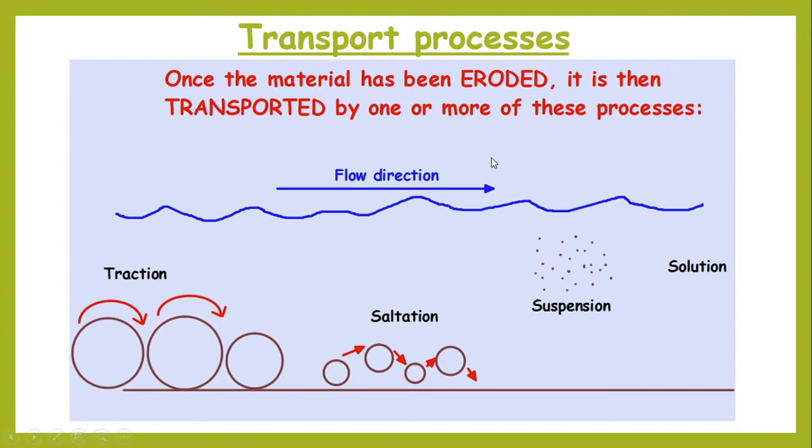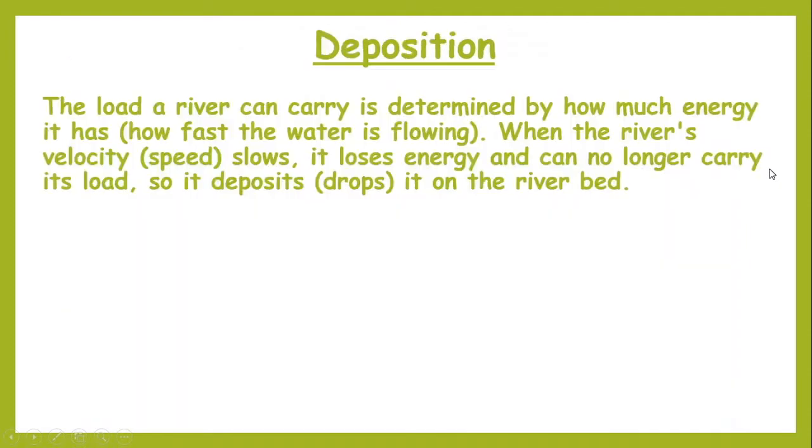Okay, so the material gets eroded, it then gets transported. If the river slows down, so the velocity drops, that means the energy that the river has to move its load will also decrease. So it will start to drop stuff. It can't carry it, it can't transport it anymore. And the proper word for that is deposition.